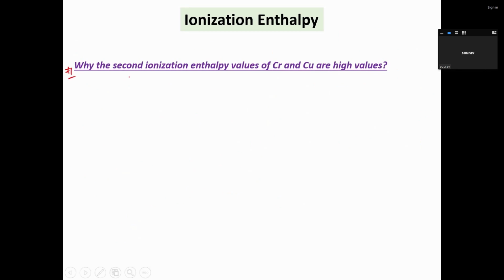Why is the second ionization enthalpy value of chromium and copper high? For chromium and copper, why is the second ionization value high? Already I have told for the chromium case: when we are talking about the second ionization enthalpy value, you first have to write the electronic configuration of chromium plus 1, which is 3d5. For the second ionization enthalpy, we have to remove one electron from the 3d orbitals. So it will be chromium plus 2, with electronic configuration 3d4.